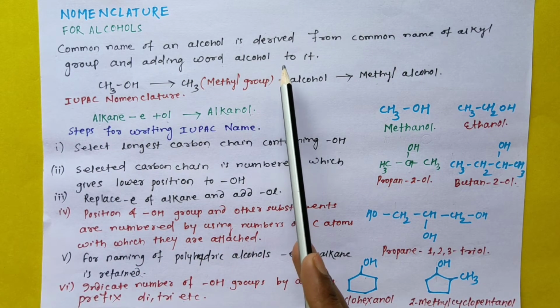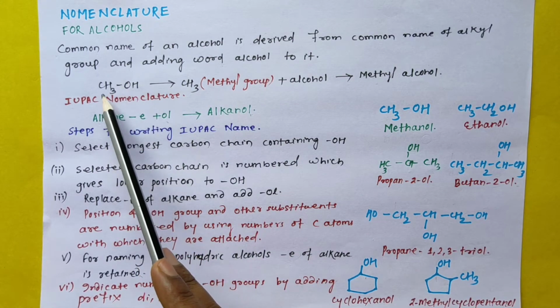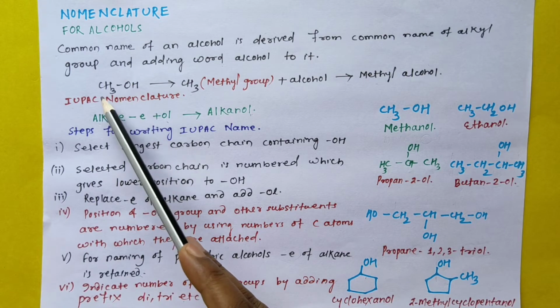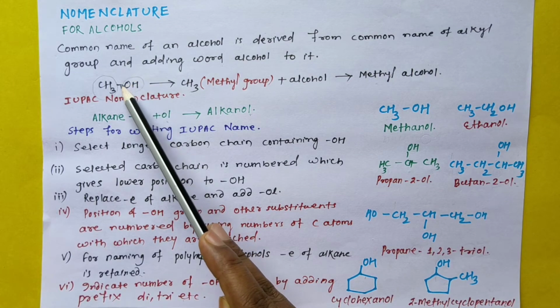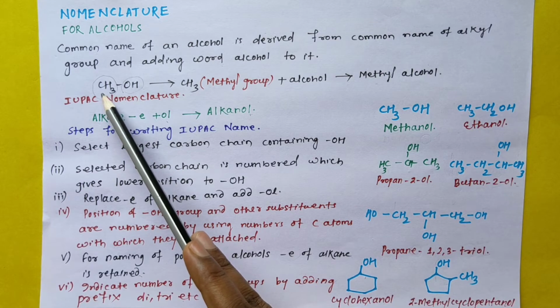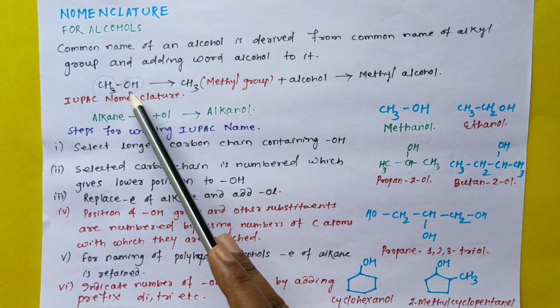to it. So, what is the meaning? Let's discuss with an example. So see, this is CH3OH. So what is the name of this alkyl group? This is methyl. And for OH, we have to add alcohol. That means here the name will be methyl alcohol. This is the common name.